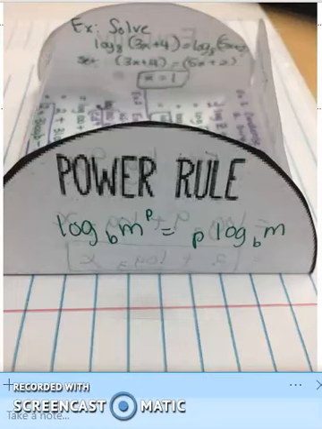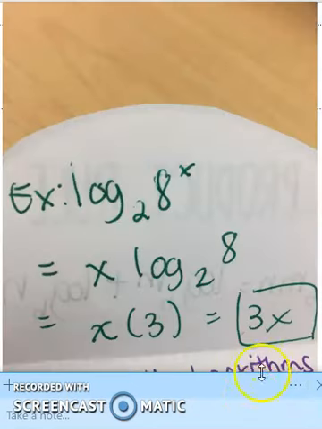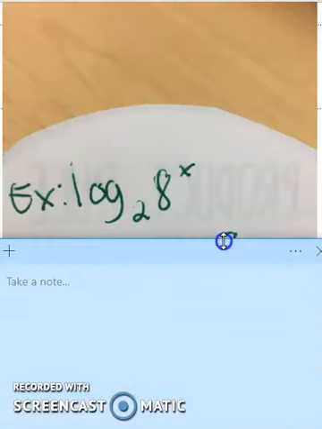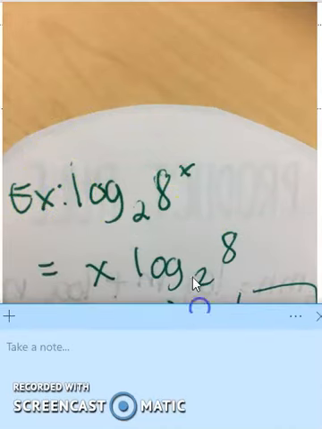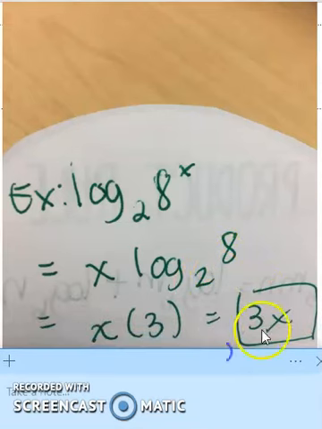The next one we have is the power rule. Pause the video so you can write this one down. And the example that goes with this, we've got log base 2 of 8 to the x power. Remember, this x is an exponent on the argument, so we're going to bring it down in front of the log. We're going to make that x times log base 2 of 8. Well, log base 2 of 8 is 3 because 2 to the third power is 8. So we're going to have x times 3, which is the same thing as 3x.